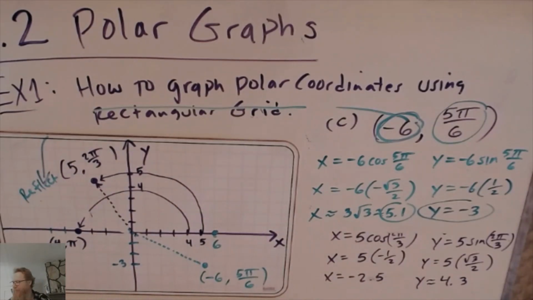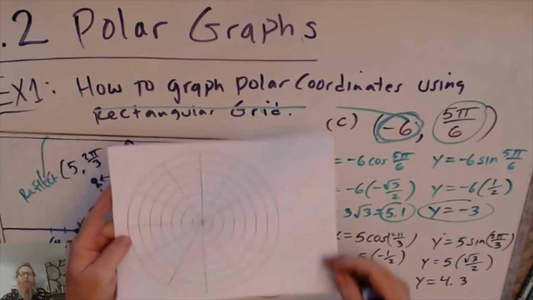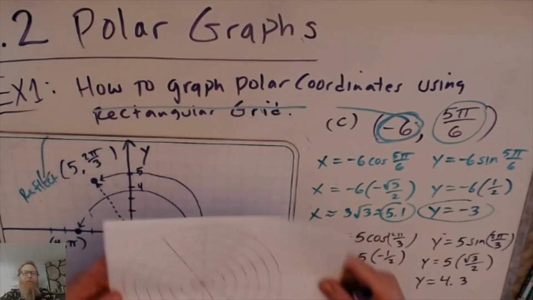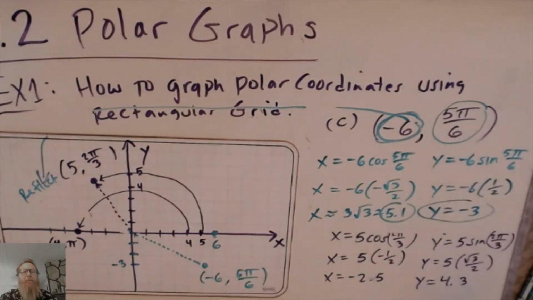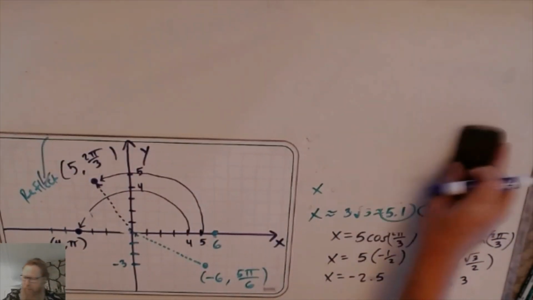Okay. So this is how you would adapt a polar coordinate onto a rectangular grid. Notice it's a little bit of a chore. That's one of the reasons why we have a special graph paper for polar, which we'll be using in just a moment. I want to do one more example with the rectangular, make you suffer through one more of these.